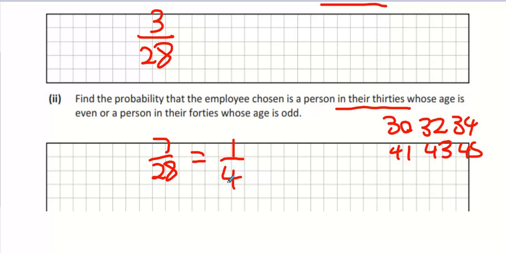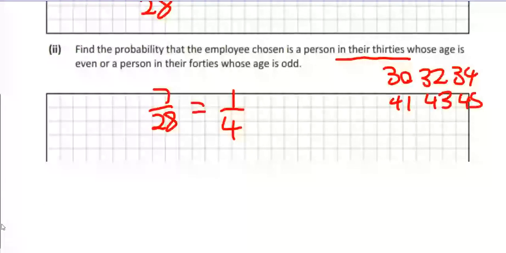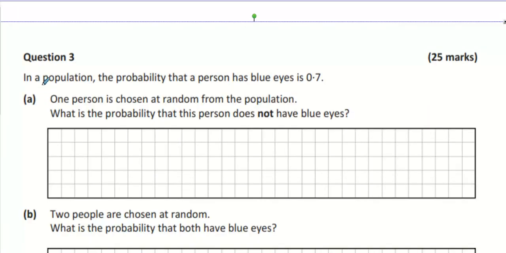We all good? All right. All right. Now, question 3. Is that the end of that question? Oh man, that was easy. Happy days. All right.